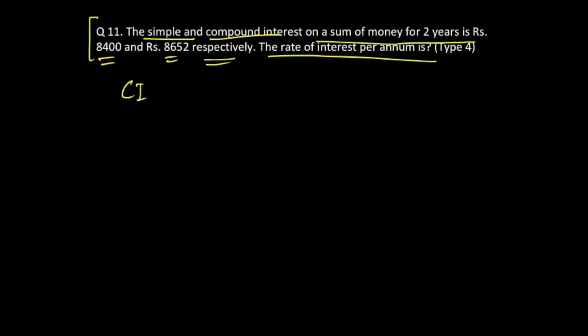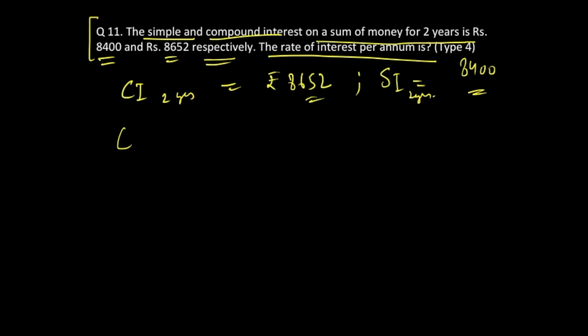So compound interest for 2 years is going to be rupees 8,652. Again, you are also given that simple interest for 2 years is going to be 8,400 rupees. These are the two values that you have gotten. Now the difference between these two, CI minus SI, is going to be rupees 8652 minus 8400. If you calculate, you're going to get that as rupees 252.